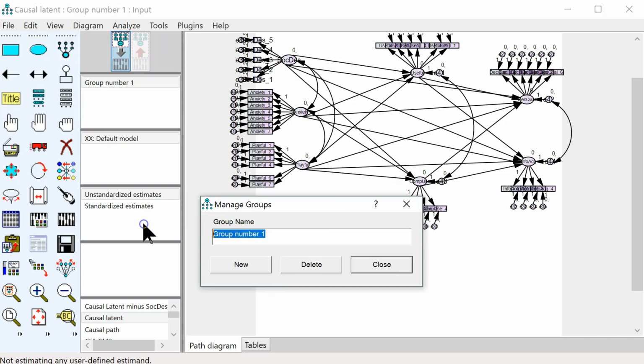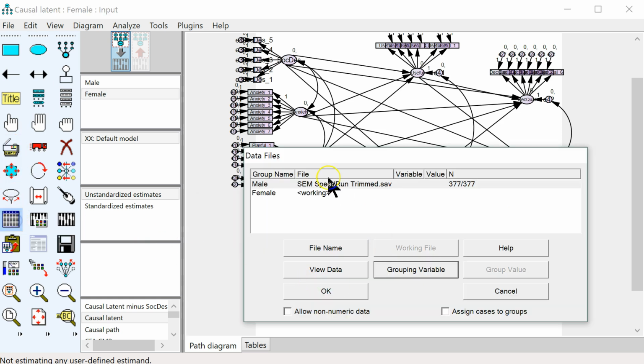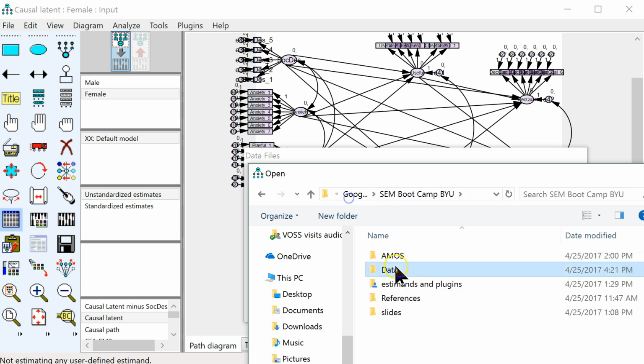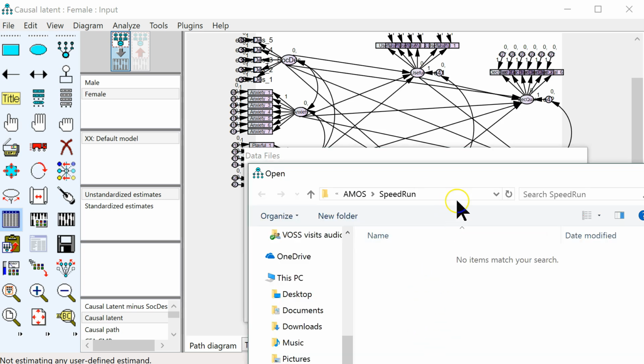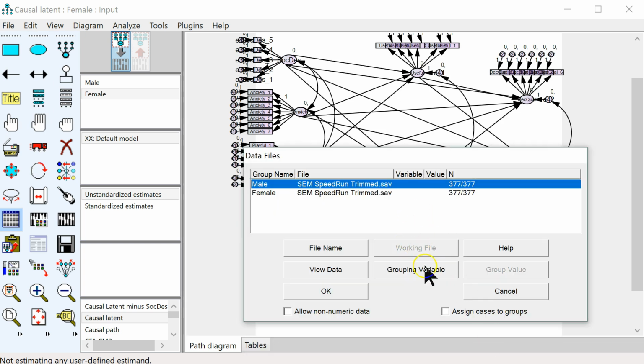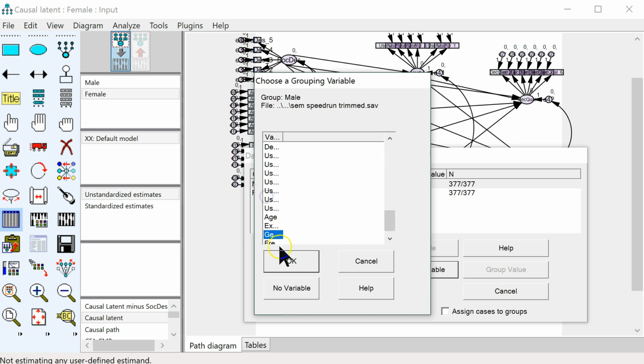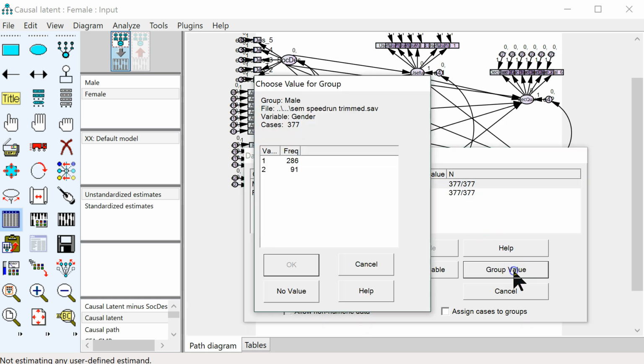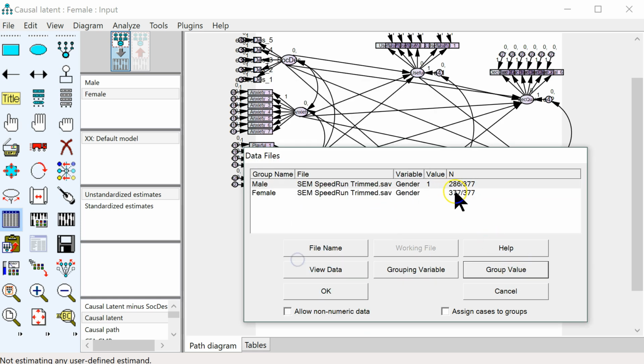Here we have male, new, female, close, grab the data, grouping variable. Grouping variable is gender, and grouping value is 1 and 2.